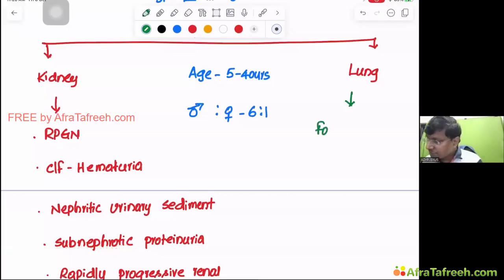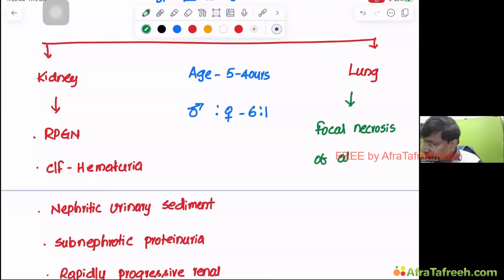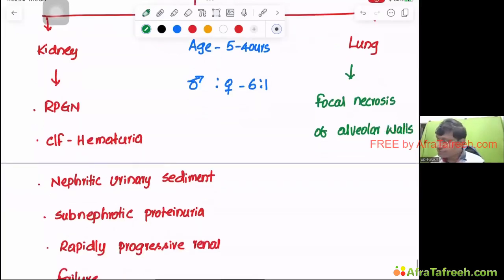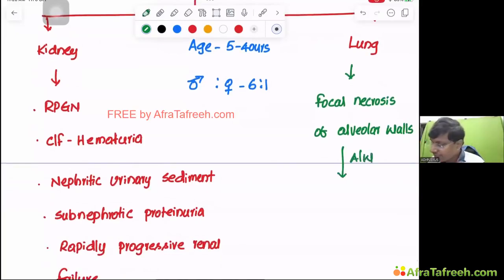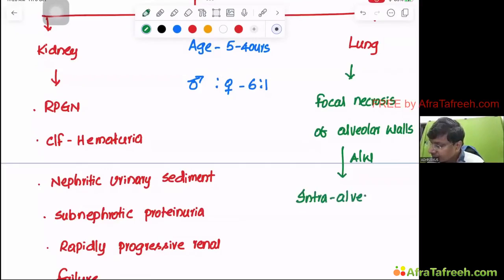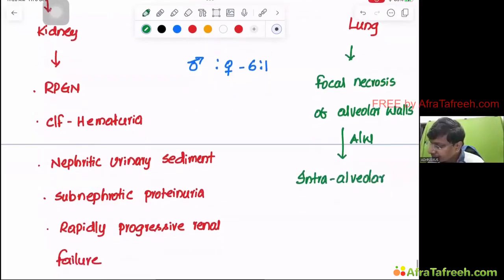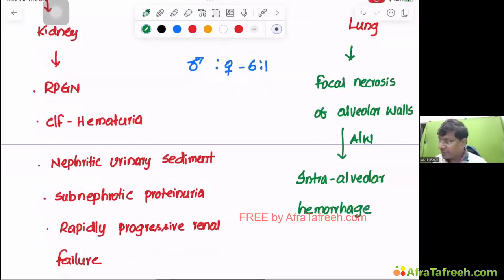In the lung, you will have focal necrosis of alveolar walls, right? Focal necrosis of alveolar walls, and this focal necrosis is associated with intraalveolar hemorrhage.